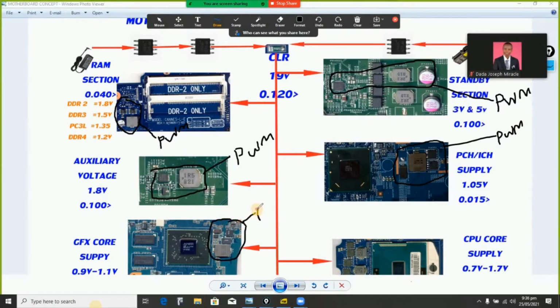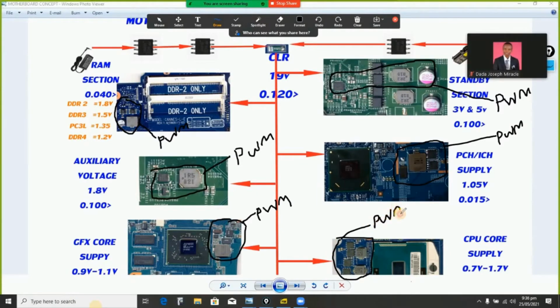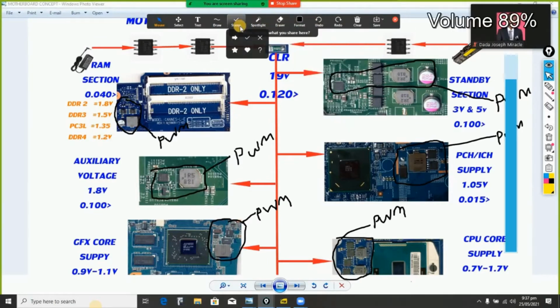Can you now see? They all have the same concept, just with little spice once we get into the board, but basically they all have the same thing. This is all PWM. The only difference again is that all these PWMs are there to generate different voltages. Do we now understand?